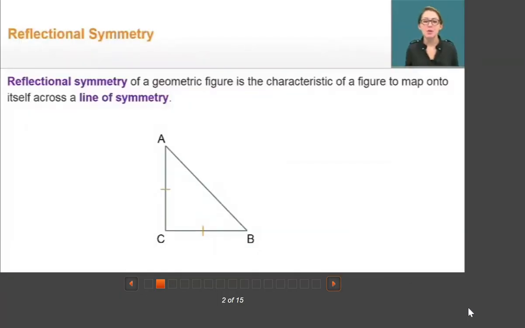Reflectional symmetry of a geometric figure is the characteristic of a figure to map onto itself across a line of symmetry. Remember that symmetry is a mapping of a figure, such as this triangle or a piece of the triangle, onto itself. For reflectional symmetry, we think of the number of lines of reflection or lines of symmetry that can be drawn on a figure that would produce a mirror image on either side. Let's consider if we drew a line of symmetry from the vertex A to the midpoint of side CB. Is this a line of reflection?